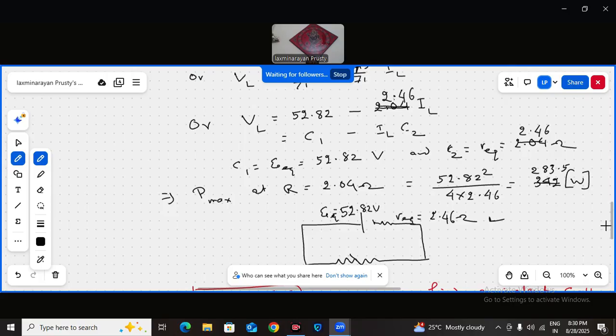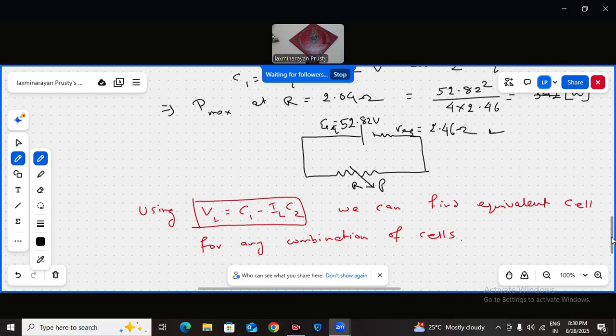So what did I write as the final conclusion? Using VL equal to C1 minus IL C2, we can find the equivalent resistance for any combination of cells. Is it okay?